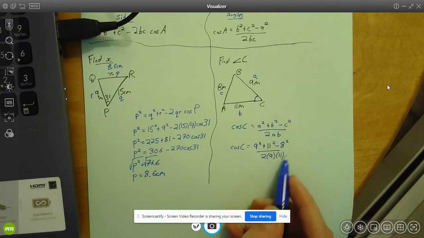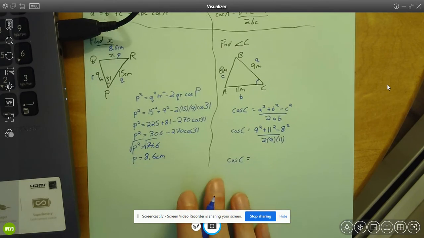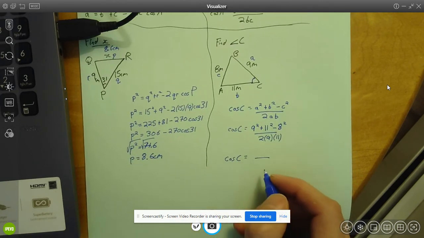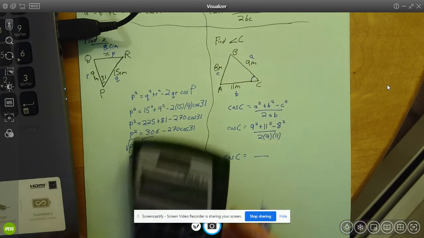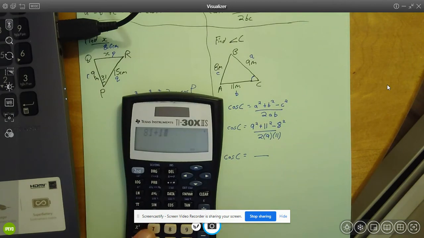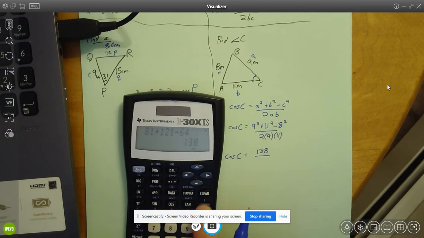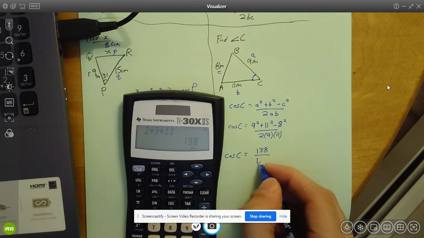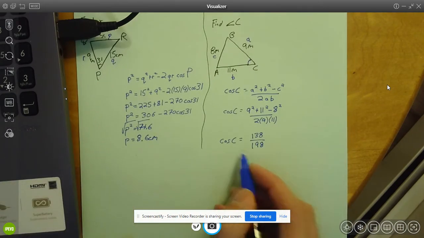So again, we shouldn't have any variables on the left-hand side. And again, what I'm going to do is simplify the top and the bottom separately. That way I don't need to round midway through the problem. So I've got 9 squared plus 11 squared minus 8 squared. So I've got 138 in my numerator. In my denominator, I've got 2 times 9 times 11. I've got 198.